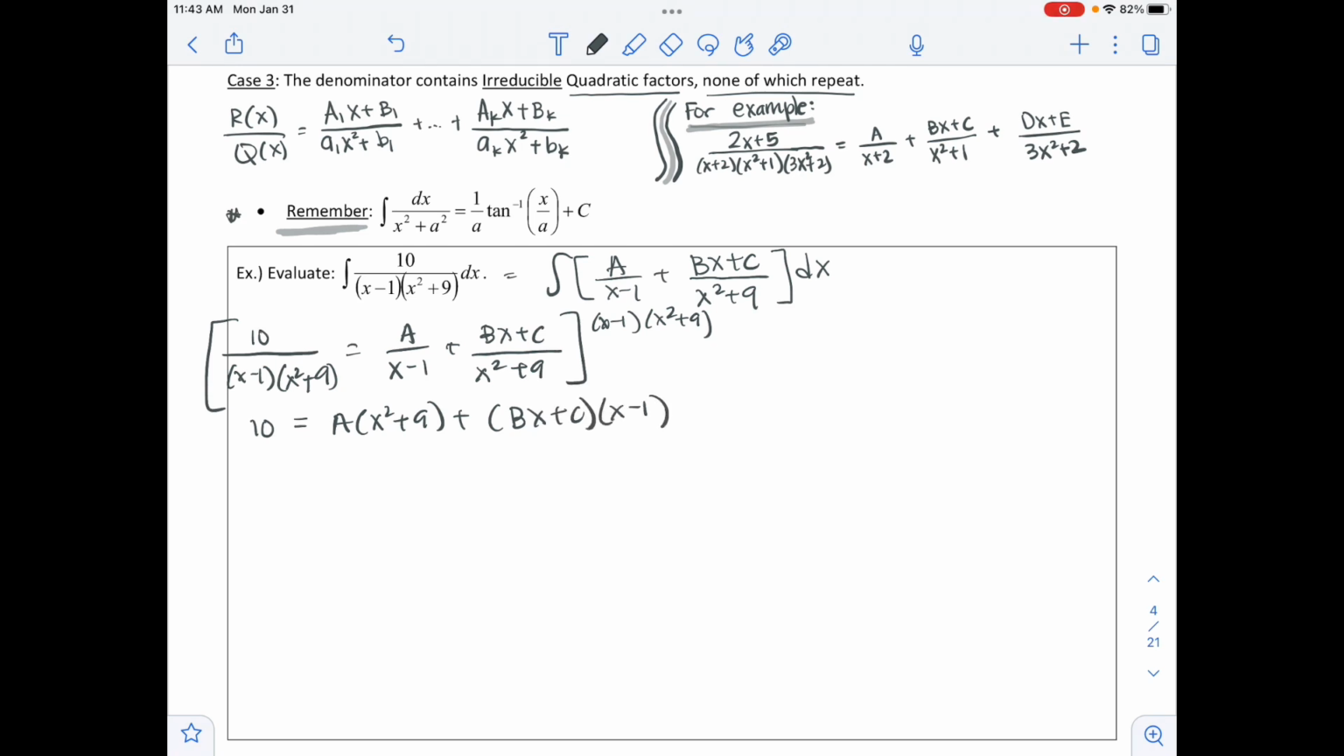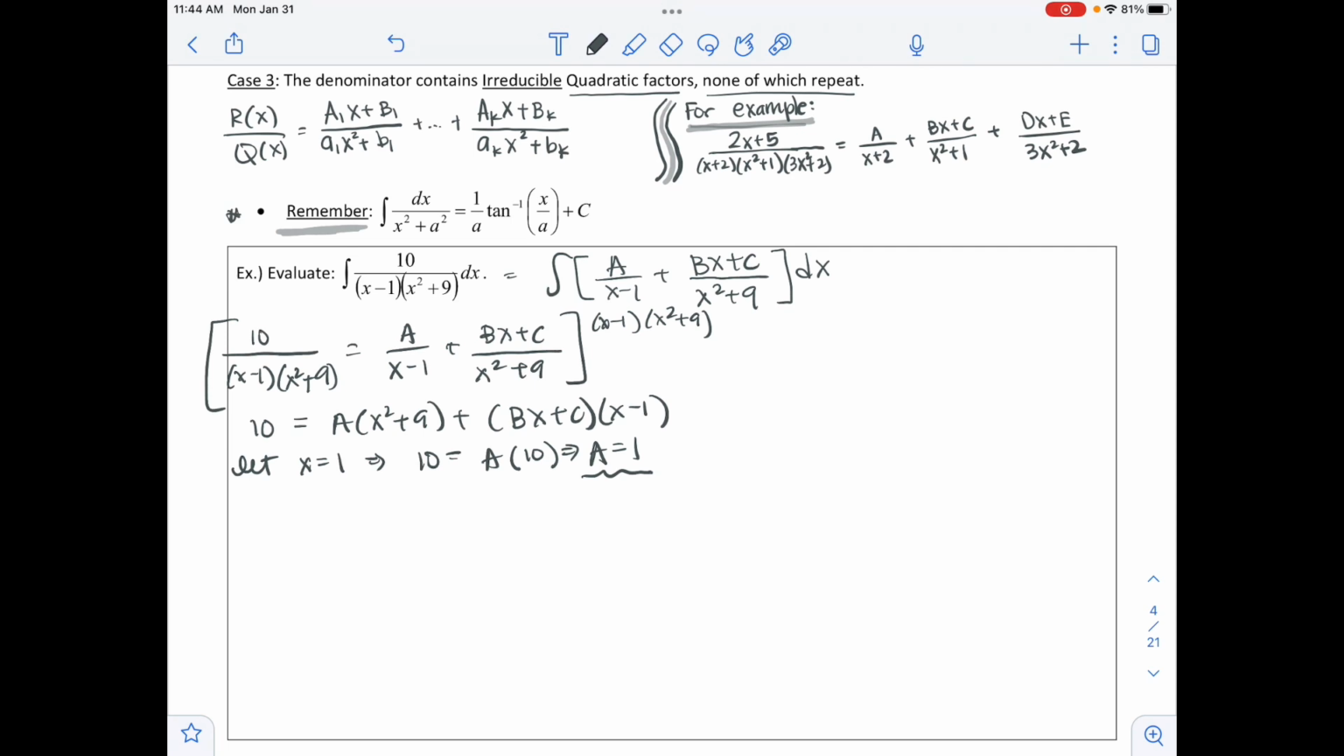We've talked about many different techniques in order to solve this system, but we do need to figure out a, b, and c. And so I'm going to go ahead and use a method that we talked about, and I'm going to just say let's let x equal 1. And again, that would cancel out that second factor there. When I do this, I get 10 equals a times 1 squared plus 9, which would be 10, plus, and then 1 minus 1 in that second term would be 0. So we get a is equal to 1.